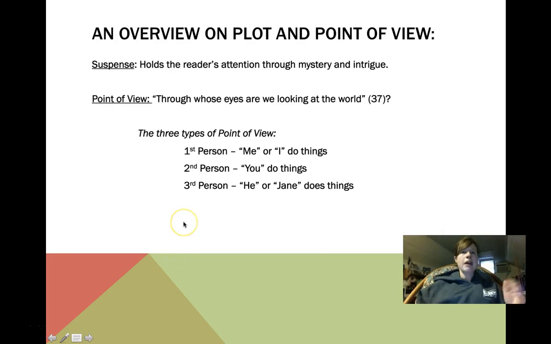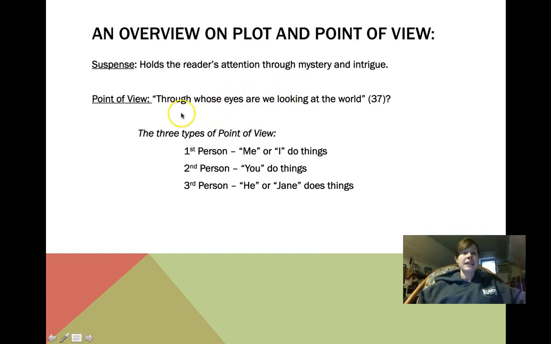All right. As far as plot goes, there are two big terms here with plot and point of view. One is suspense, which we know is a form of storytelling in which you hold the reader's attention through mystery and intrigue. And that's mainly a way of keeping the reader's attention, is that they withhold information or they keep you from seeing information until a certain point in the story. And there's a reason for that. It builds tension. It builds action towards the climax, which we'll talk about later.